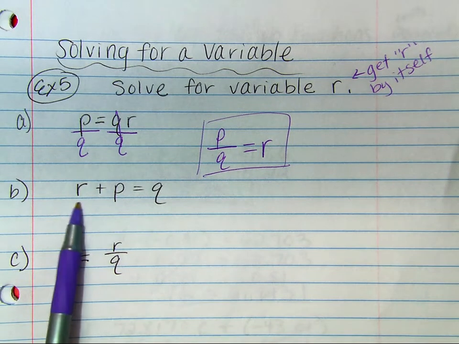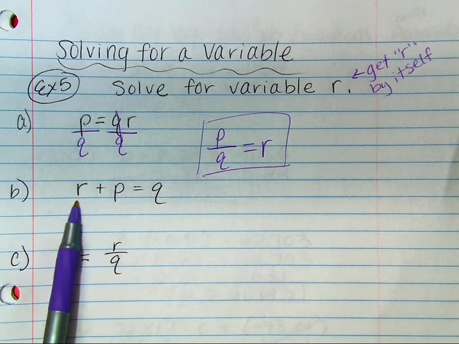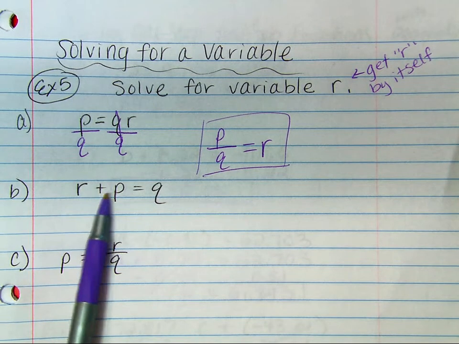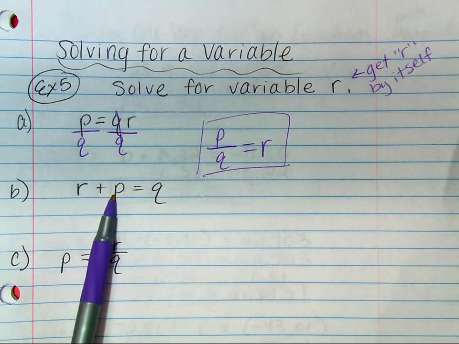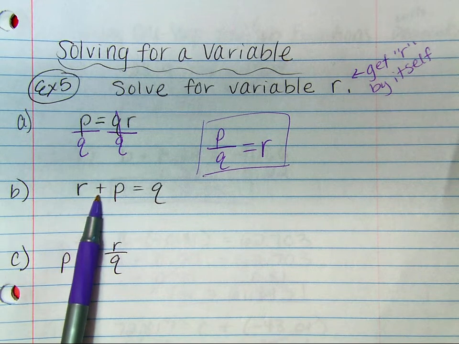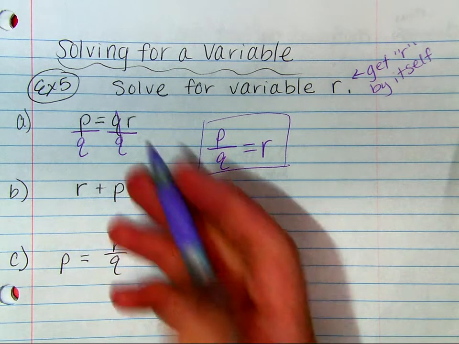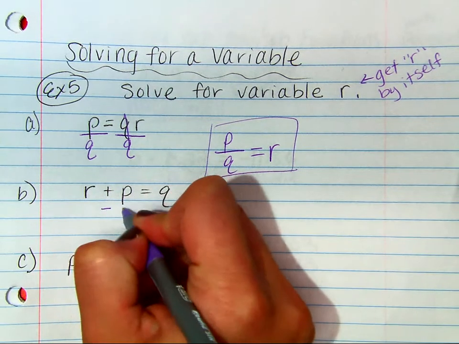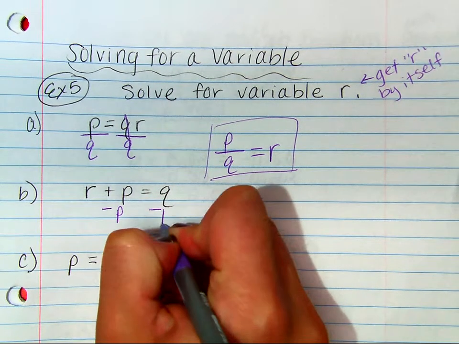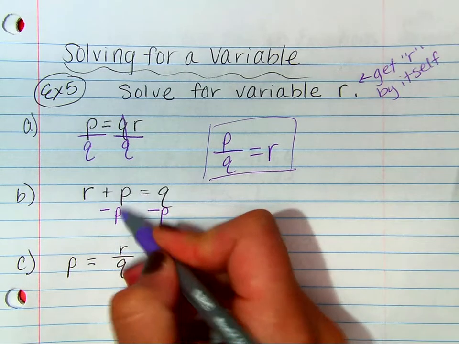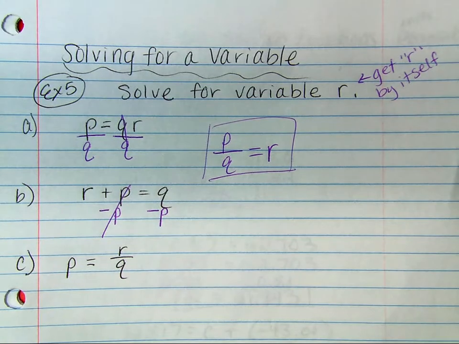All right, let's try the next one. Again, I want to solve for r. So here's r. It is not by itself yet. It's still with this p. So right now, p is being added to the r. So to undo that addition, I need to subtract. I need to get rid of that p, so I need to just subtract p from both sides. P minus p, gone. That's 0.